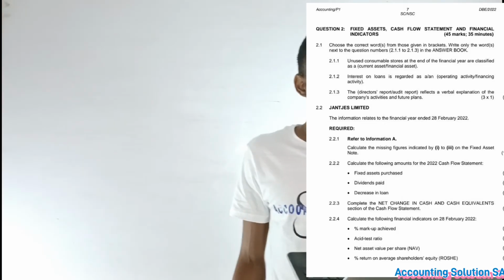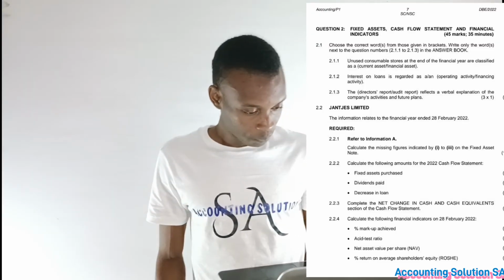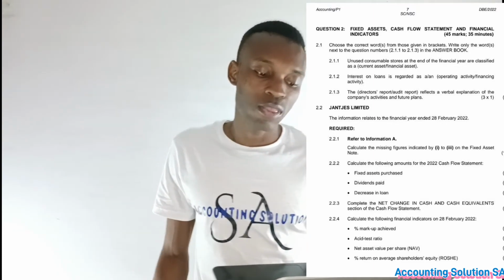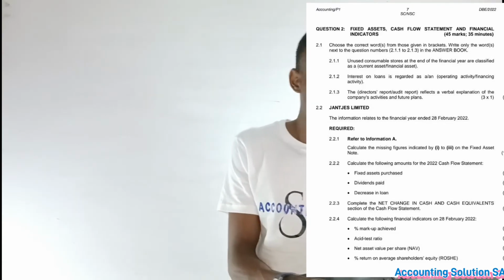Question 2.2, just Limited, the information related to the financial year end 28 February 2022. Required number 1, 2.2.1, refer to information number A. Okay, they said calculate the missing figure indicated by Roman figure 1 up to Roman figure 3 on the fixed asset. So this question have 11 marks, which means that you have to make sure that you show all the calculations. Okay, let's start with it.